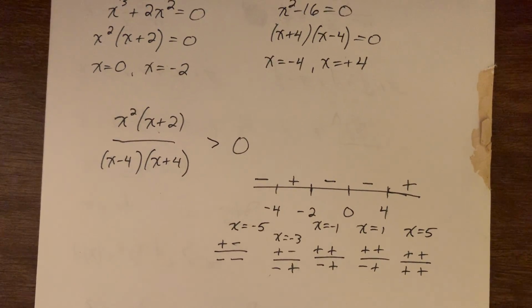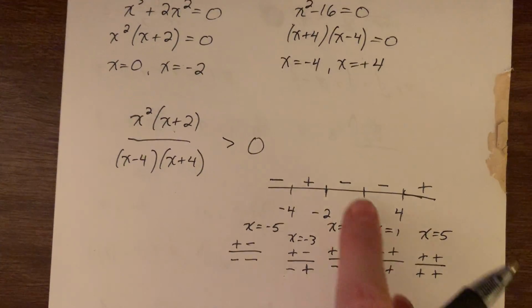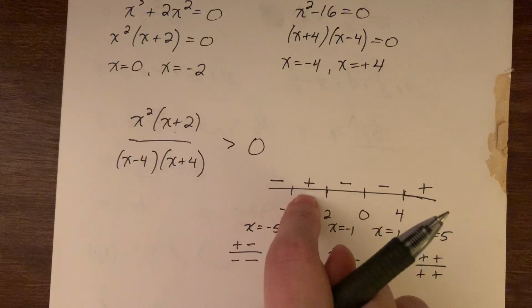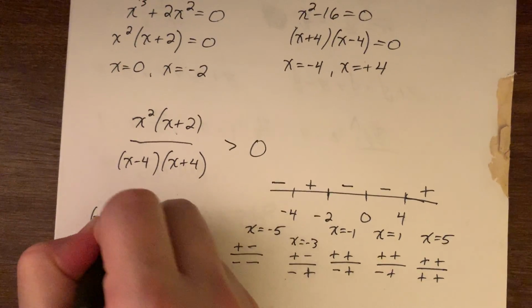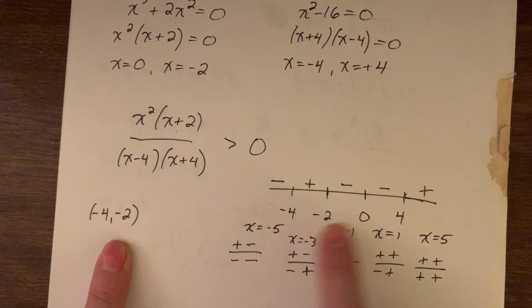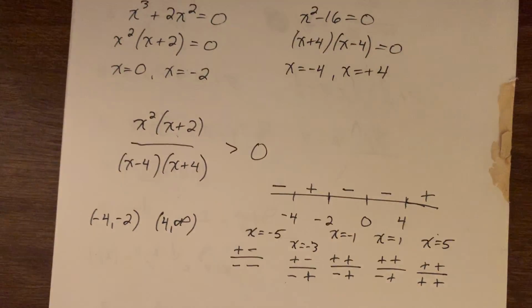We can now put our answer together. I wanted where this was greater than 0, so I wanted the intervals where it was positive. I got 2 of them. This interval is -4 to -2, and then this interval would be 4 to infinity.